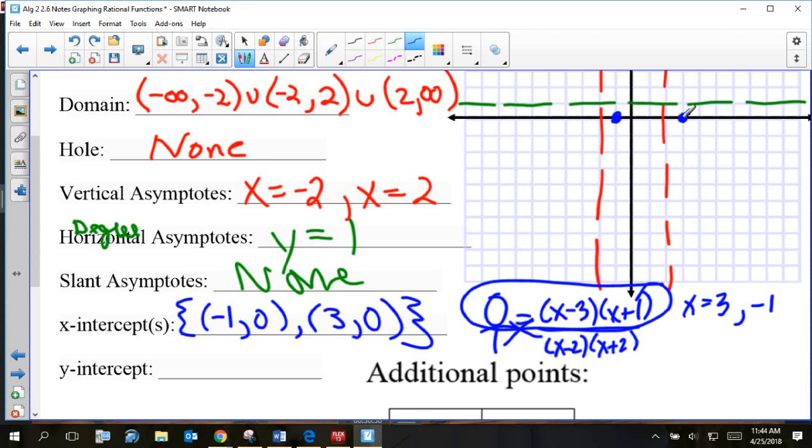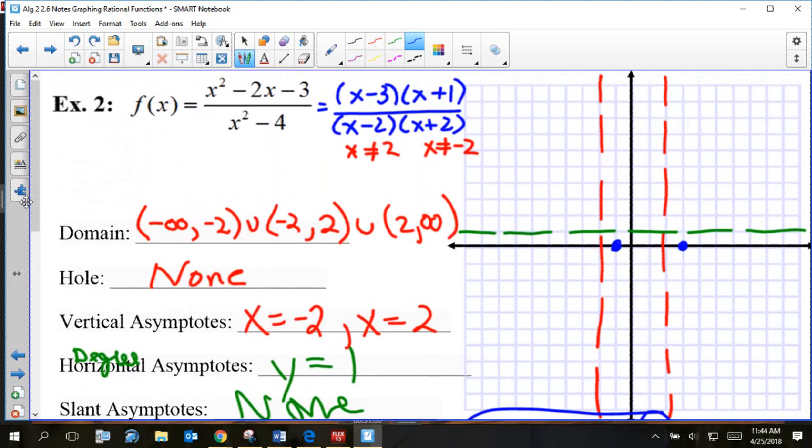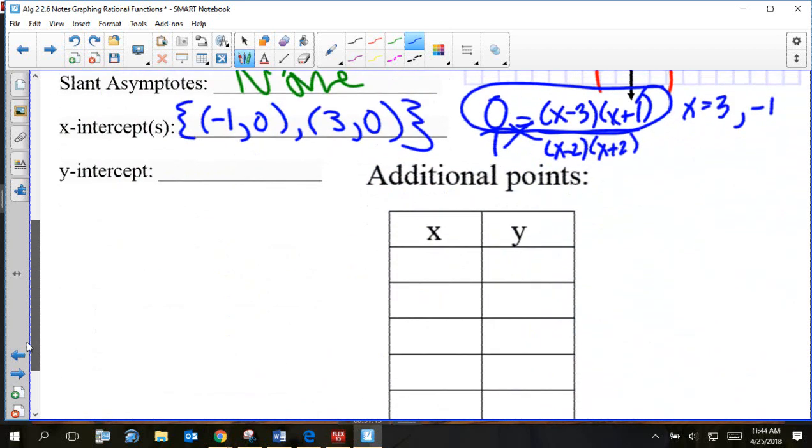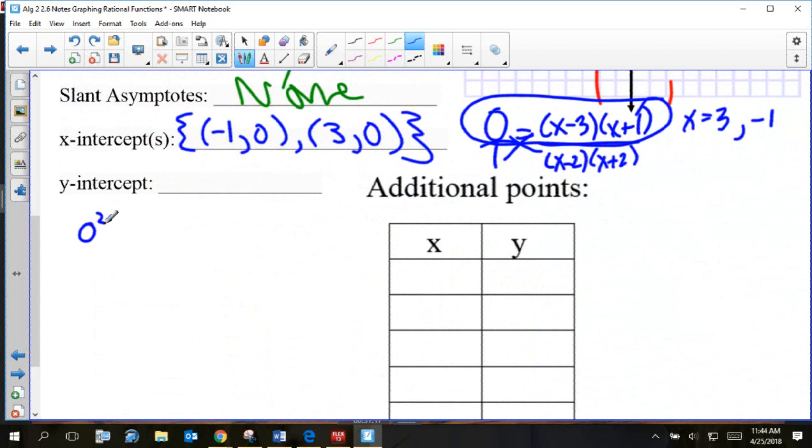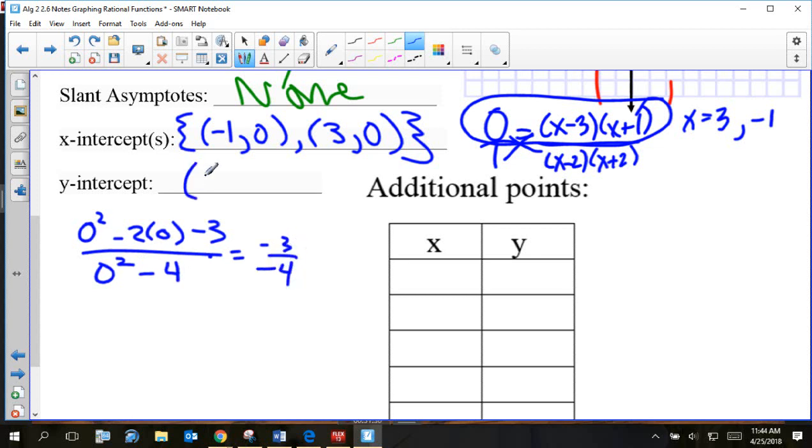Y-intercept. Plug in 0 for x. When you go to plug in 0, it does not matter if you use the original equation or the factored equation. For me, I think it's easier to plug in 0 for this one rather than that one. But it's totally up to you. So I'm going to plug it into the original. So I'll have 0 squared minus 2 times 0 minus 3 over 0 squared minus 4. So I have -3 over -4, which is 3/4. (0, 3/4).